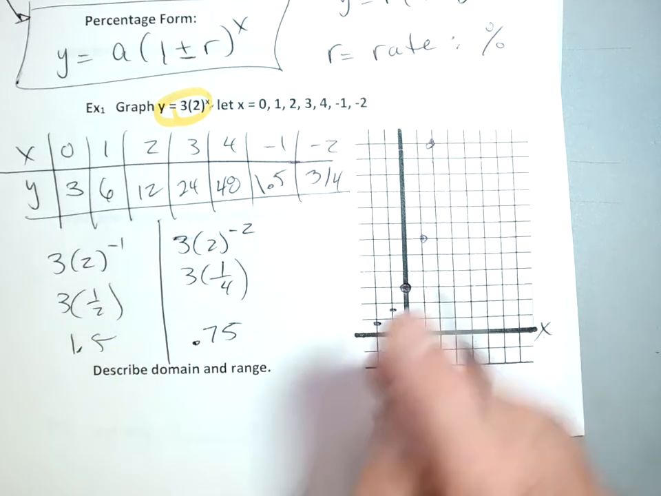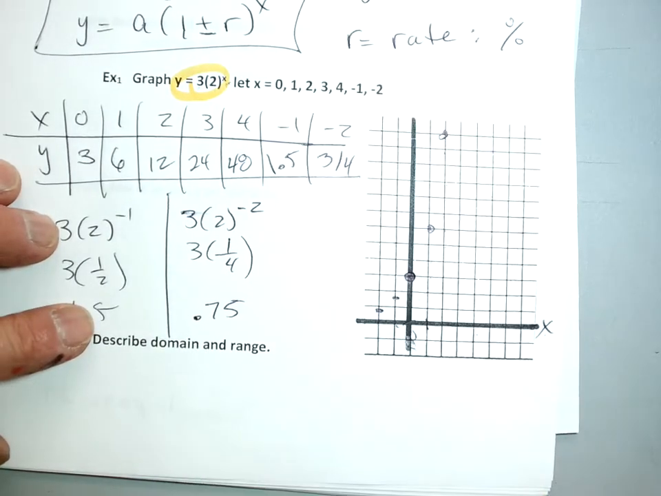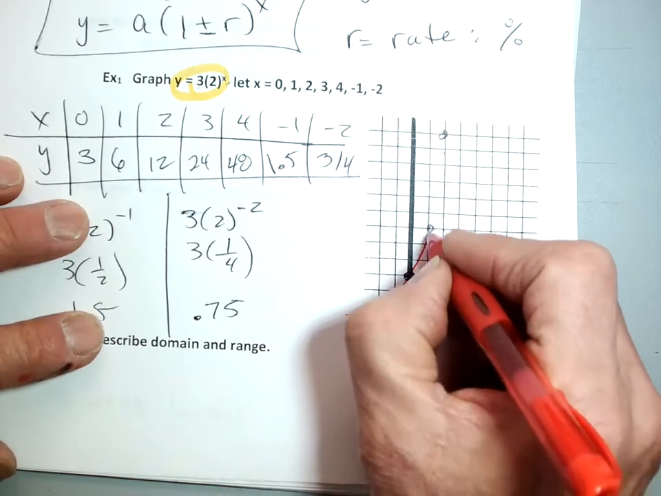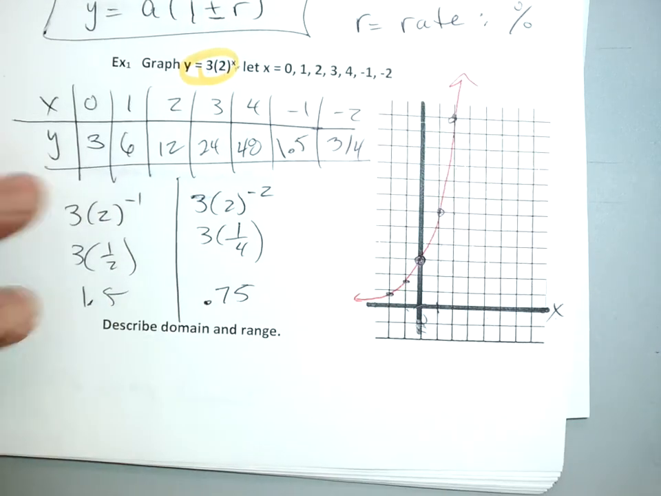So here's what I know. Before I connect my dots, this is what I know. I'm going to draw my graph like this. I'm going to draw it in such a way that it has that shape. Easy question. Will this graph ever cross the x-axis? No. Will it ever touch the x-axis?